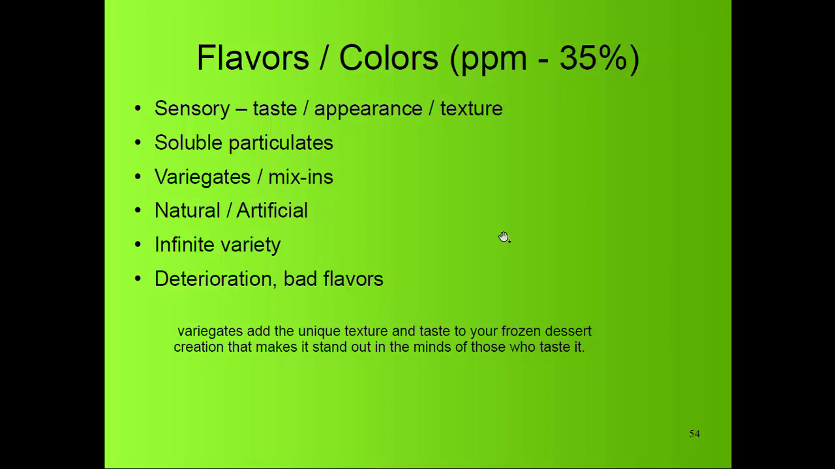So for instance, we'll talk in depth about vanilla and how vanilla is actually pretty easily made artificially. And there's an infinite variety of these, right? And some of these can start to deteriorate. You might have to worry about them after some time deteriorating a little bit and producing some bad flavors. So variegates add unique texture and taste to your frozen dessert creation and make it stand out in the minds of those who taste it, right? So variegates are anything that you add in or mix in.